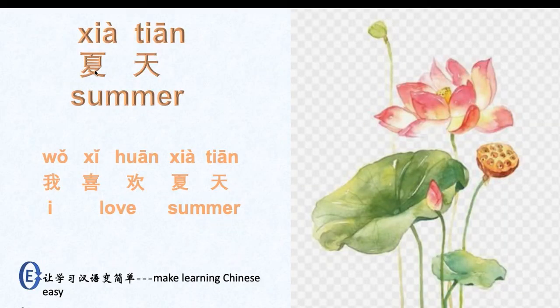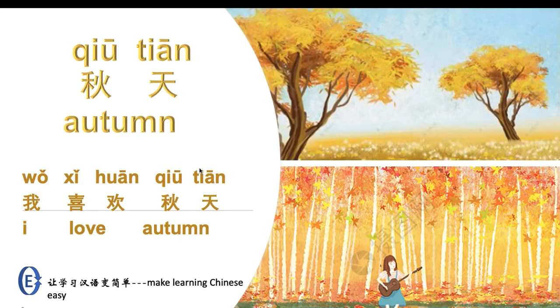Now let's look at this. Summer. 夏天. 我喜欢夏天. That means I love summer. 我喜欢夏天. Okay, speak faster. 我喜欢夏天. Perfect.